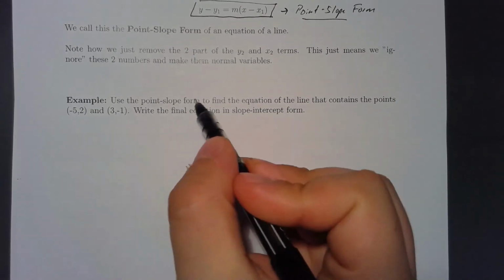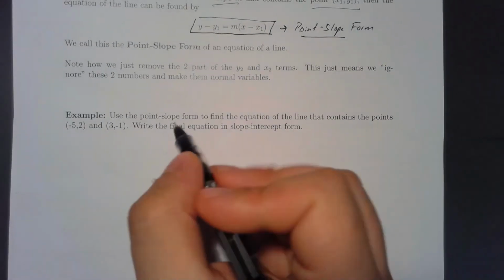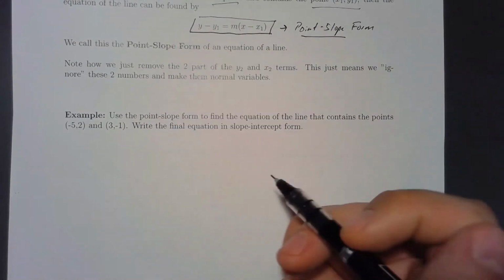So let's look at the one example I have here. I'm going to use the point slope form to find the equation, but then I'm going to actually solve for y and get it in slope-intercept form.